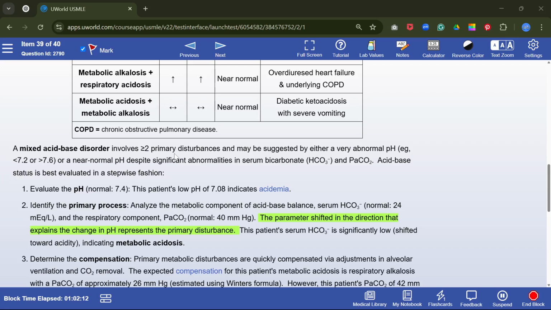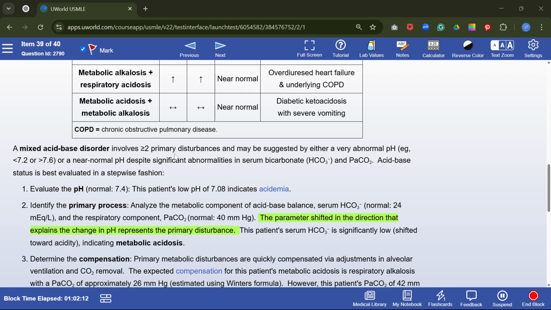Suppose metabolic disorder, what will happen here? In metabolic acidosis, pH will be low, bicarbonate will be low. In metabolic alkalosis, pH will be high, bicarbonate will be high. In respiratory acidosis, pH will be low, but PCO2 will be high. In respiratory alkalosis, pH will be high, but PCO2 will be low. So the component that is shifted in the direction that explains the changes in the pH represents the primary disorder.